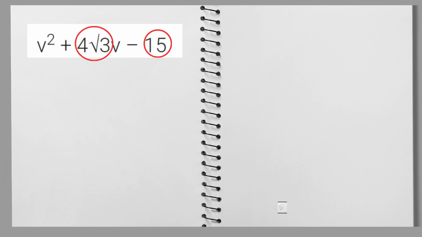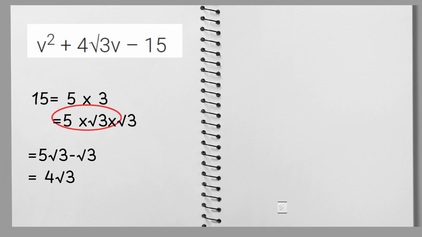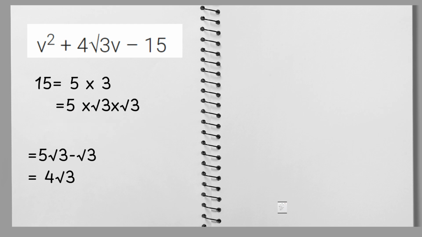So from the factors of 15 we need to obtain 4 root 3. So we can write 15 as 5 into 3. Later we can split 3 as root 3 into root 3. Now clubbing 5 root 3 together, we get 5 root 3 minus root 3, which is 4 root 3.